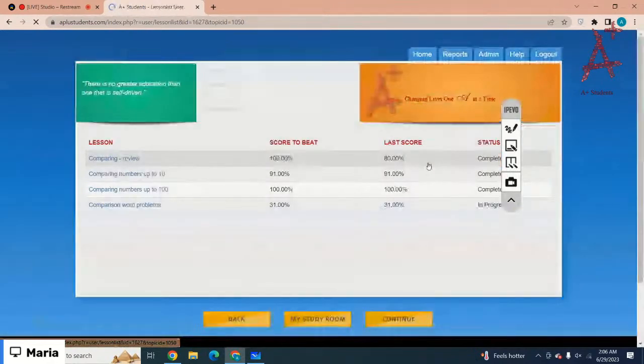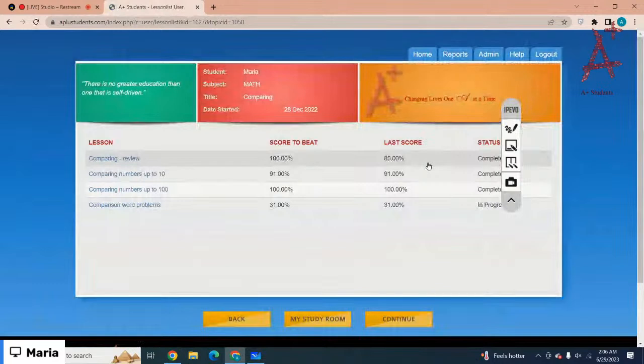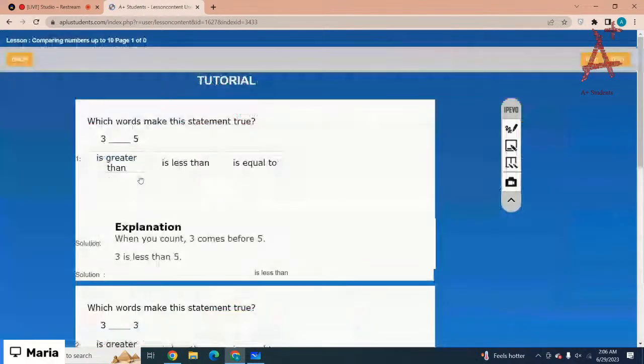The next one is comparing numbers up to 10. Now we're going to learn how we compare numbers. Which word makes the statement true? You are going to compare 3 and 5. You need to see if 3 is greater than 5, 3 is less than 5, or 3 is equal to 5. When counting, 3 comes before 5. So 3 is less than 5.